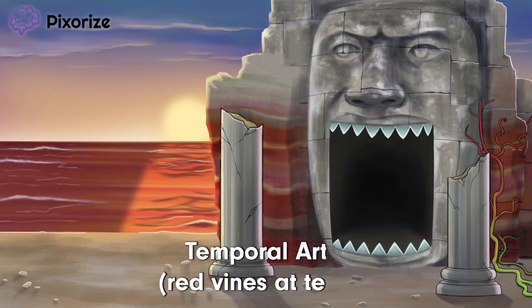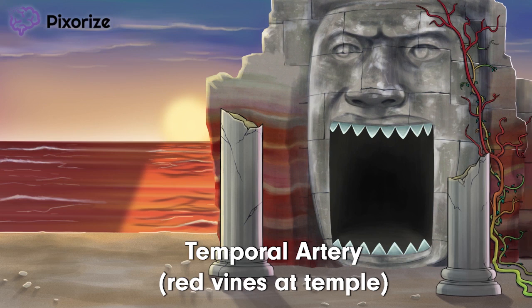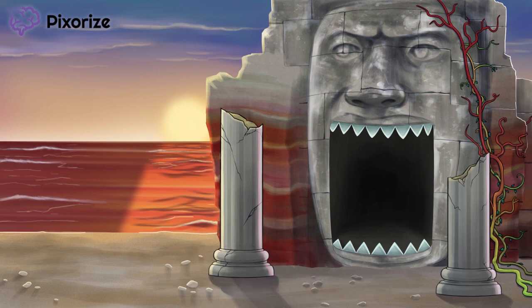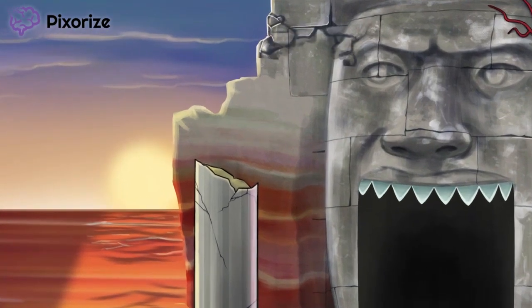Next, take a look at those vines growing on top of this giant head. These red vines make me think of arteries, and the location of these red vines makes me think of the temporal artery specifically. Yep, the temporal artery flows near the temples of the head. Who would have guessed? Giant cell arteritis classically involves the temporal arteries, which is why this disease is also called temporal arteritis.